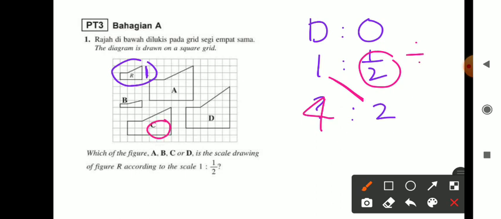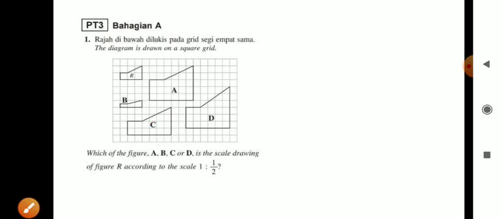Ini lah. Okay, kan? Ini 2 becomes, bukan cm, units grid. Okay, if you have grids here, normally we say unit because we don't know dia cm ke ataupun apa. Okay, so 4 units. So only C is the answer. Okay, if you want to compare ini dengan ini lagi, ini dengan ini lagi, also can. You also get the same answer. So the first question is C.